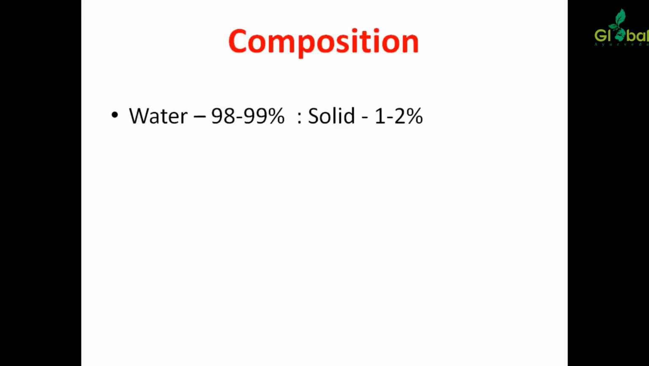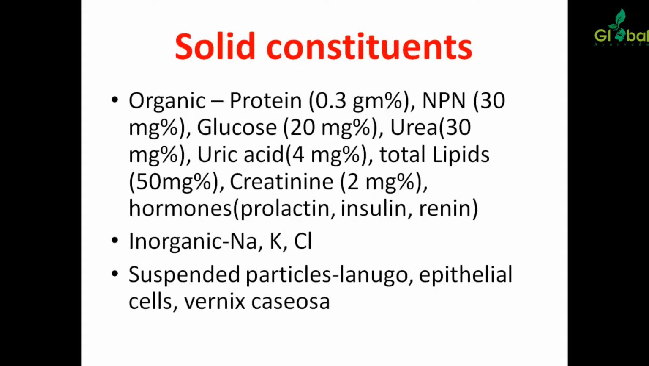In composition, 98 to 99% is water and only 1 to 2% is solid part. In the solid constituents, the organic constituents consist of protein, glucose, urea, uric acid, creatinine, and hormones. Inorganic constituents include sodium, potassium, and chloride.